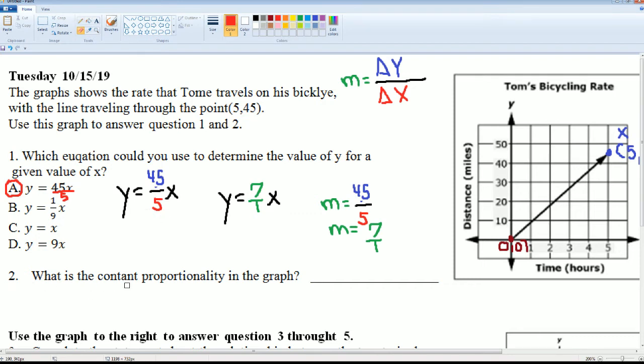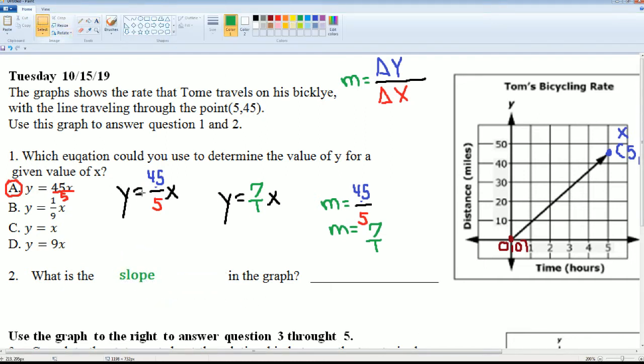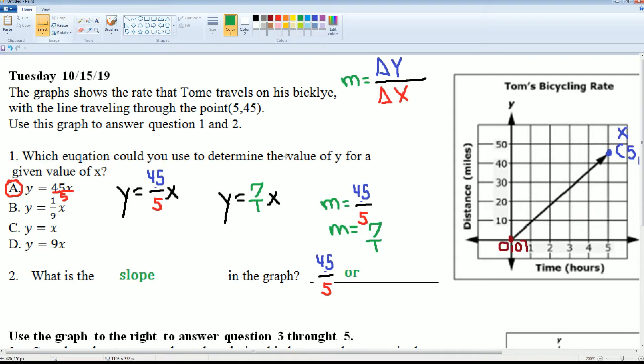What is the constant of proportionality in the graph? This is a bad word, constant of proportionality, right? It's your constant rate. This is just another way of saying slope. So what is your slope in the graph? You could say it is either 45 over 5, or you could say it is 9 over 1. These are your two slopes.